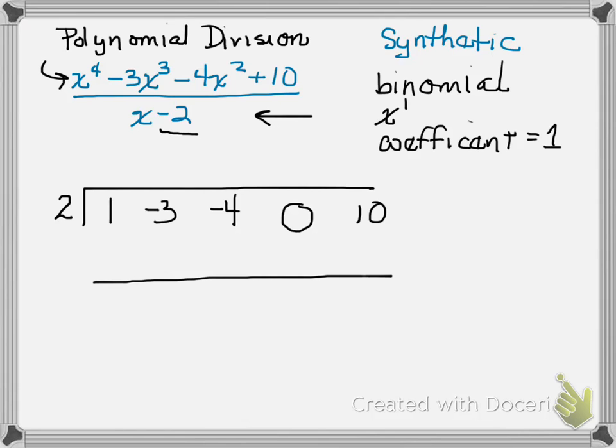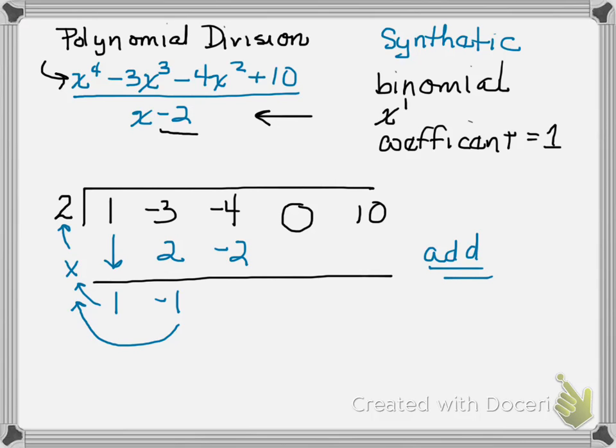And our actual division starts with bringing down the first number. And then we take that first number and we multiply it by our 2. So 1 times 2 is 2, and I'm going to write that down under the next number in line. And then I'm going to add those numbers together. As I go along, I'm always going to add vertically. Negative 3 plus 2 is a negative 1. Now I multiply. Negative 1 times 2 is negative 2. And then I add. Negative 4 plus negative 2 is negative 6.